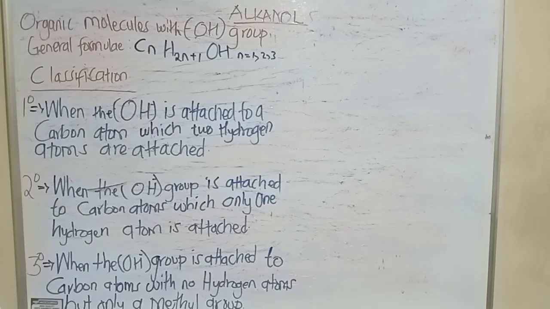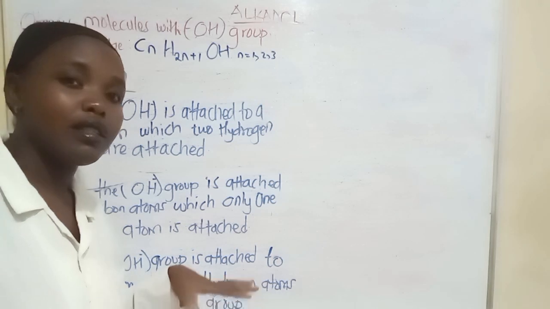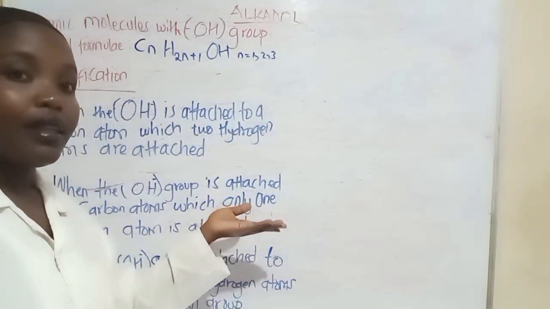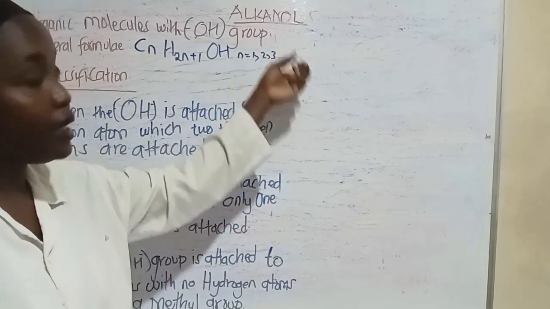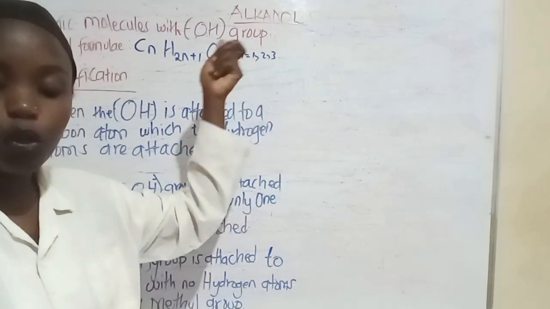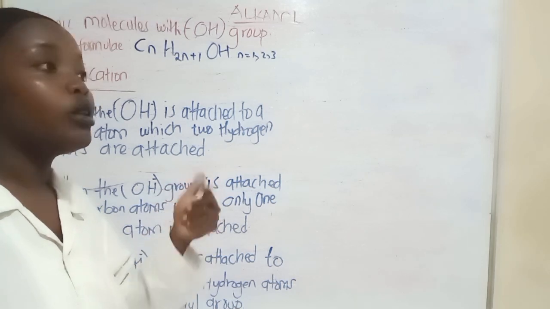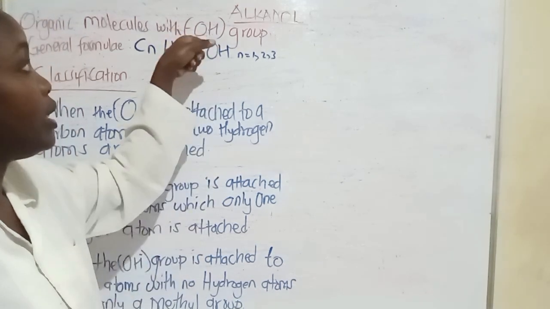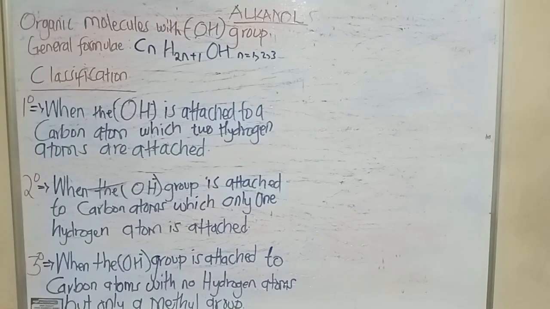So you are going to take the members of the homologous series. You remember the homologous series, yeah? We talked about the members in the homologous series: methane, ethane, propane, butane, octane. So for you to form an alkanol, you're going to take your alkane and replace one hydrogen atom with an OH group.